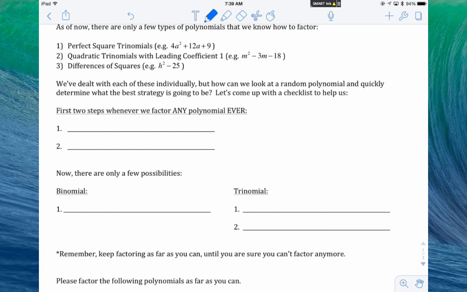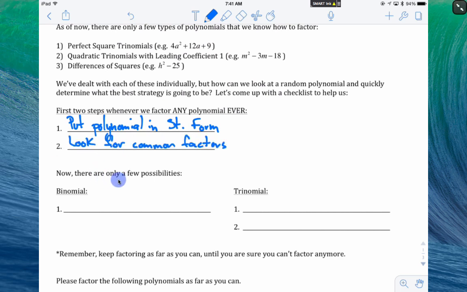I think the first thing I always do is I try to put my polynomial in standard form. Right, every time we've factored a polynomial to date, it's just a lot easier when it's in that standard form. That's going to make it a lot easier to classify. And then the next thing I always do before we start doing any more classification is look for common factors and factor them out. Okay, so once we've done both of those, put the polynomial in standard form, looked for and factored out any common factors, now there are really only a few possibilities for what we could be looking at.